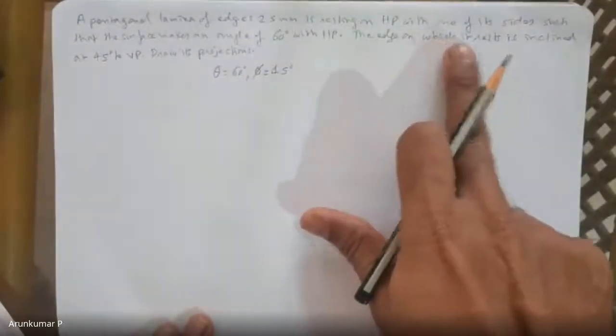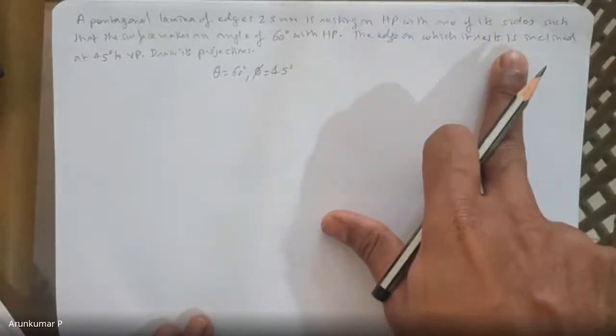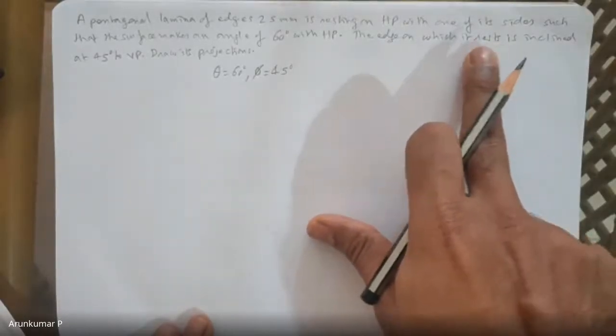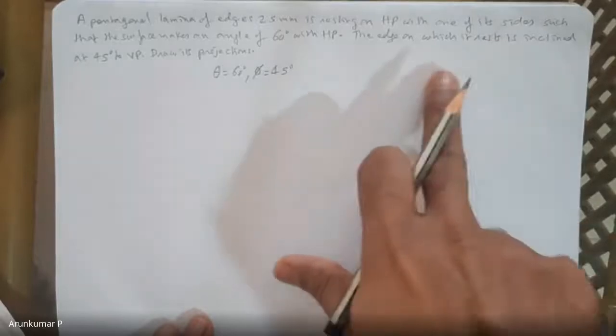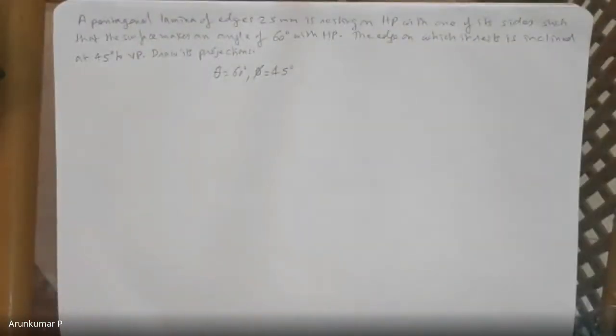The edge on which it rests is inclined. It doesn't appear to be inclined. The edge is inclined, so it is a direct statement. So 45 degrees is a true inclination. So we are dealing with true inclinations. Here also we need to check whether the problem is a locus method or not.